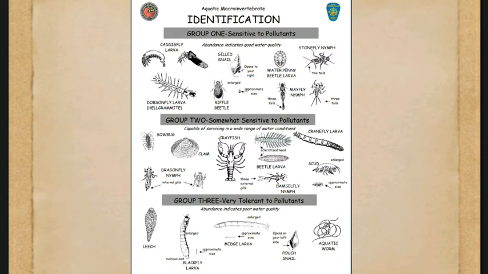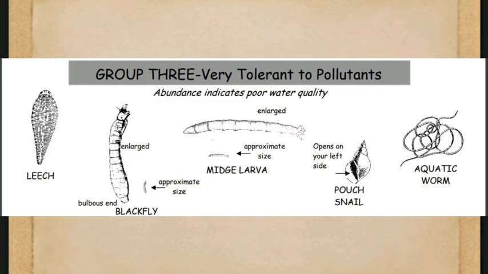There are many different types of identification keys available. If you do a Google search, you will find many. Here is just one that we are looking at today. Starting with the pollution tolerant category, we did not find any of these species today. However, in the past we have found species such as mosquito, leech, and aquatic worm.